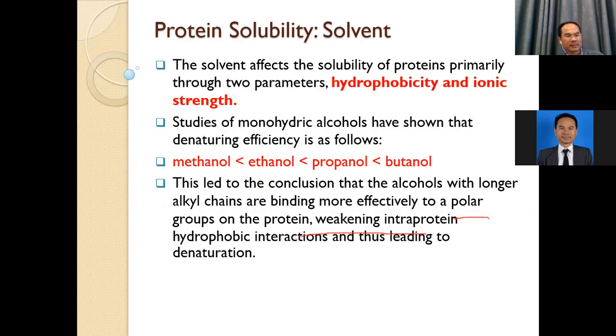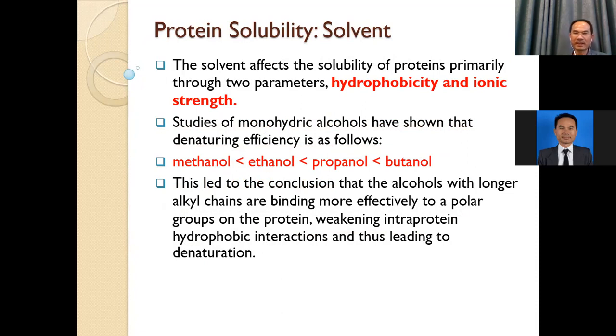Now for the solvent, the first thing we talk about is precipitation. You can add a polymer or a chemical. For this case we talk about the solvent. You can add some solvent. Some solvents will reduce the solubility of the protein, and if the solubility of the protein is reduced, you can precipitate it.